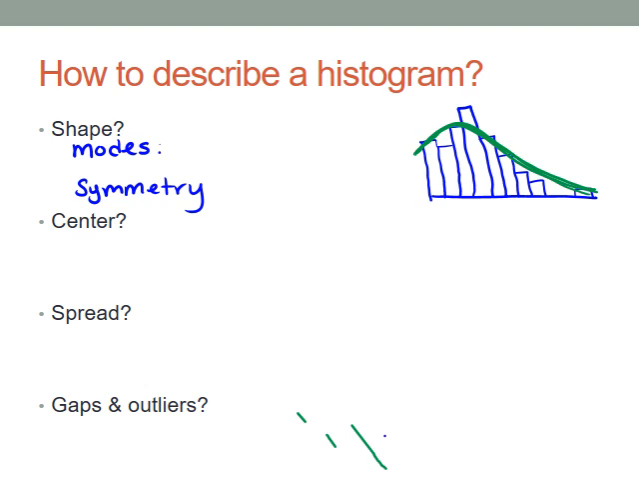So when I look, I think I've got one big bump in the middle, right? It seems to overall go up and then come back down. So it looks like it has one mode, one bump. That's called unimodal.